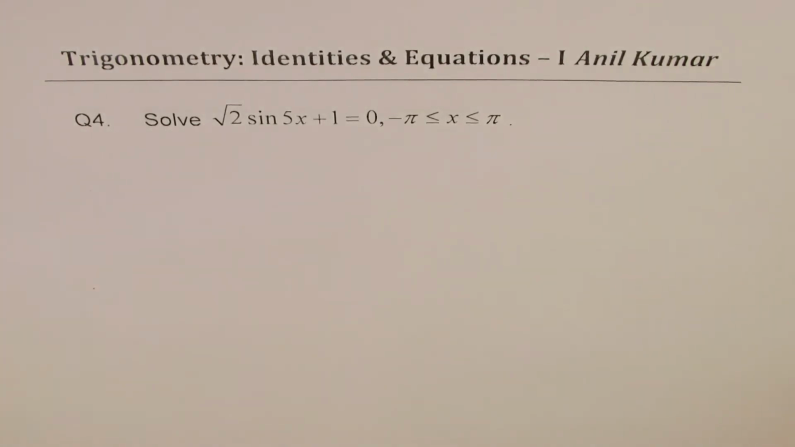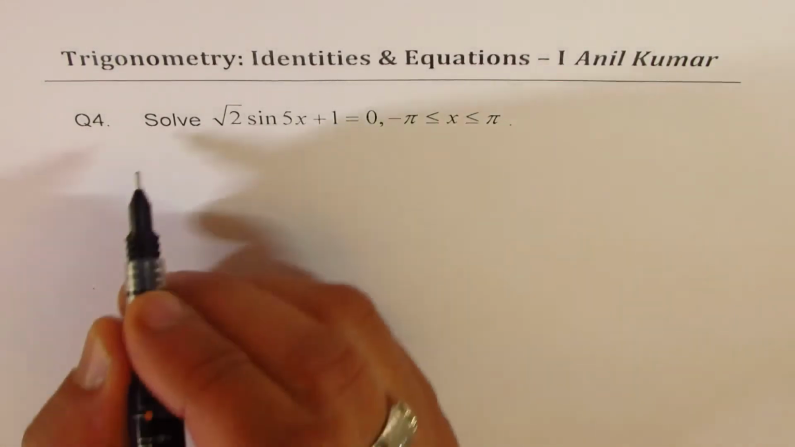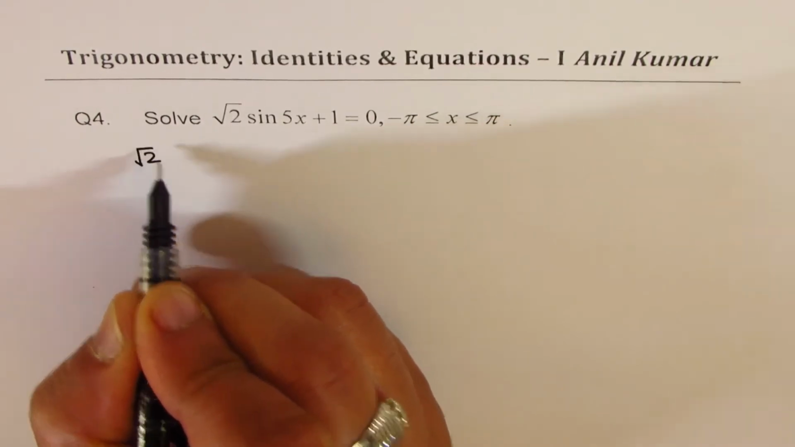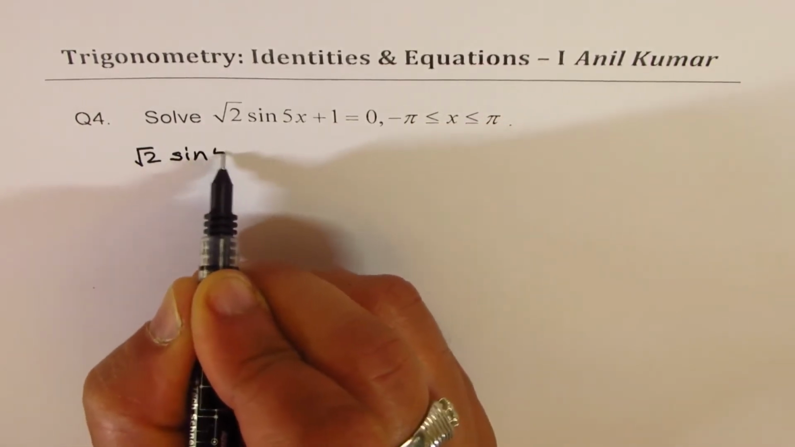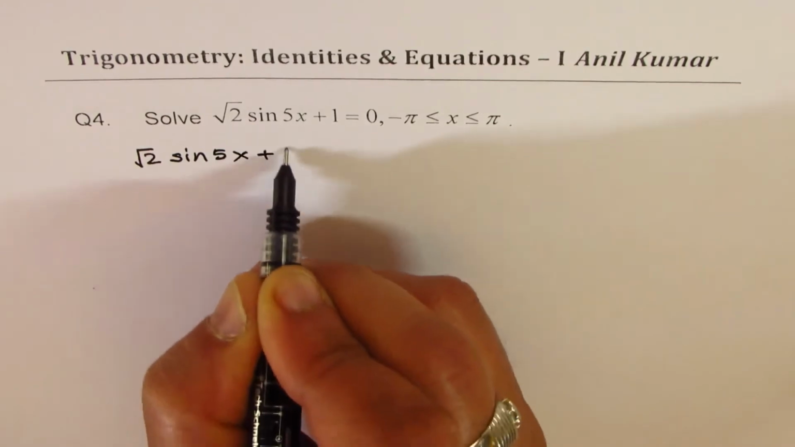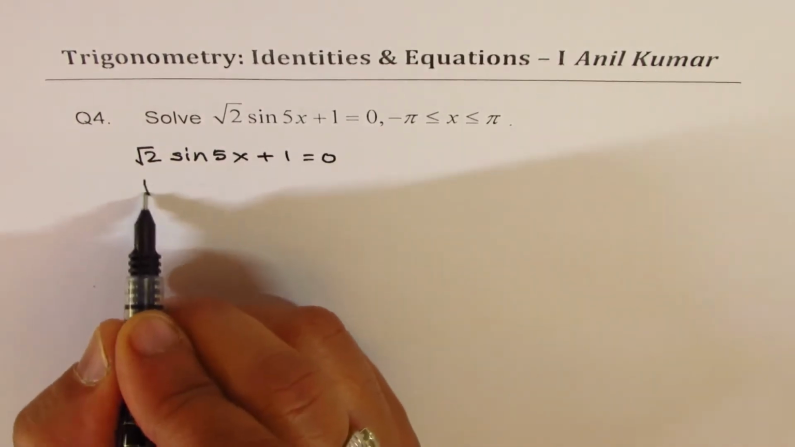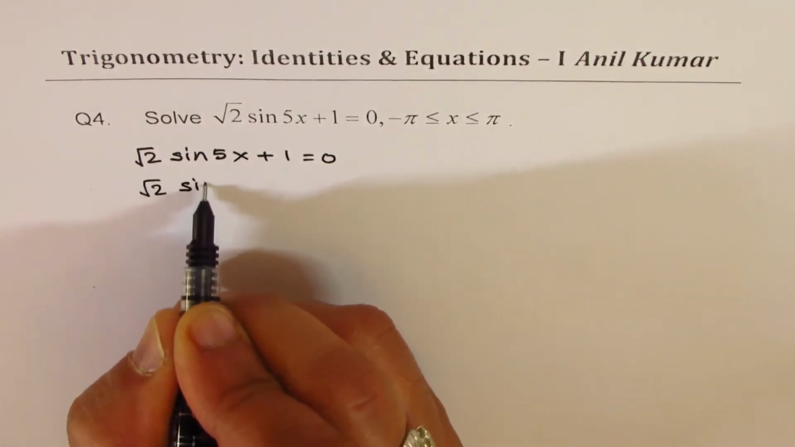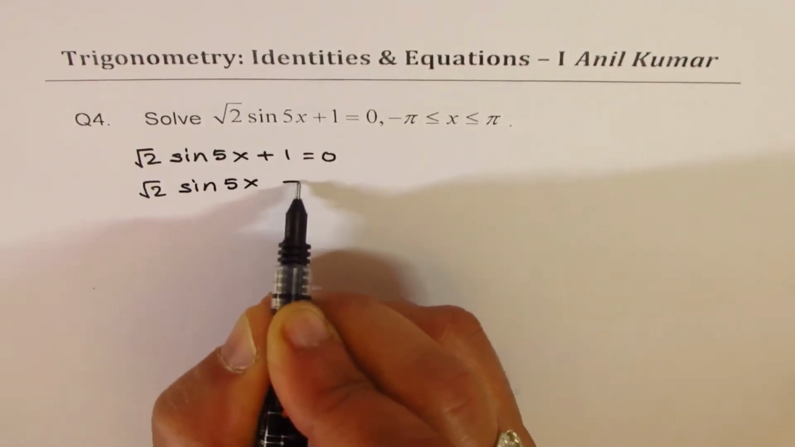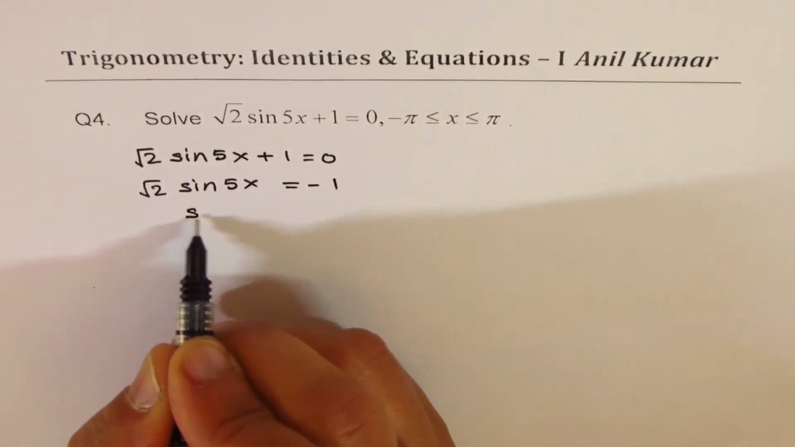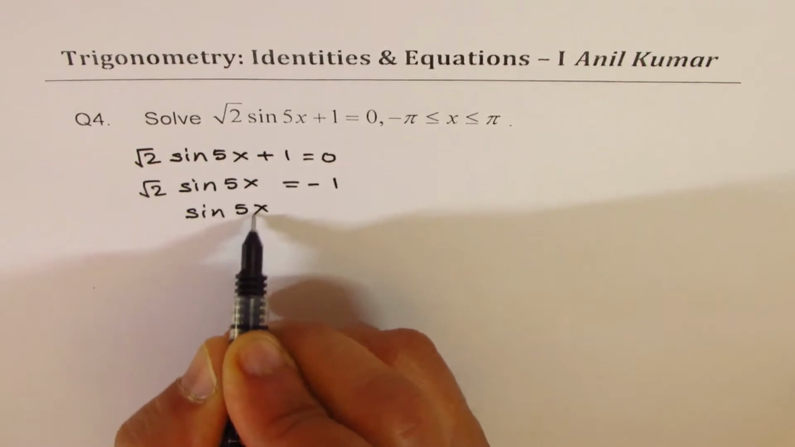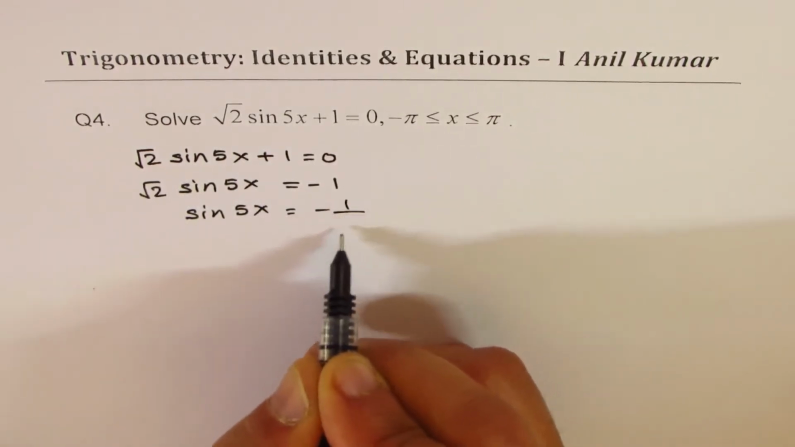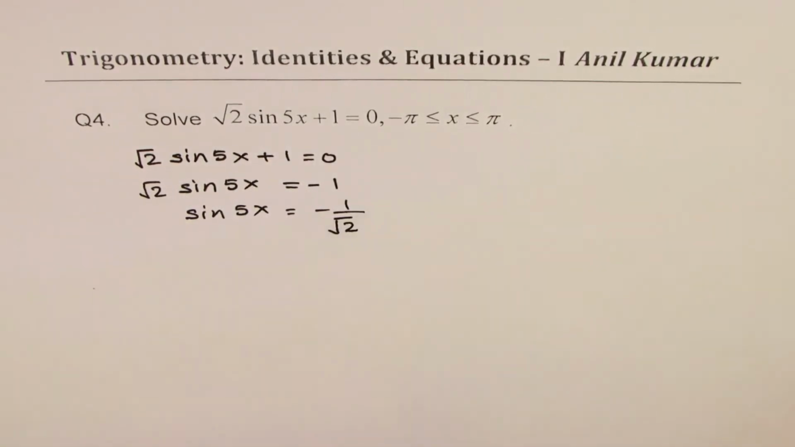Question number 4, we need to solve this equation. The equation is square root 2 sine 5x plus 1 equals 0. We can write this as square root 2 sine 5x equals minus 1. So sine 5x is equal to minus 1 over square root 2.